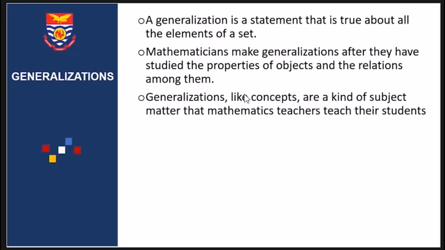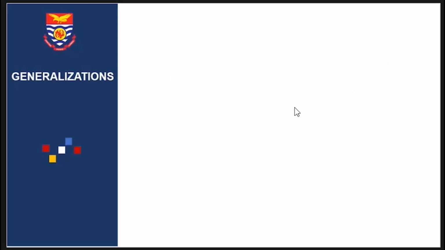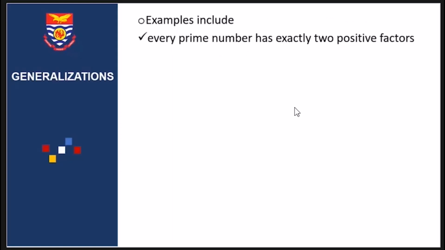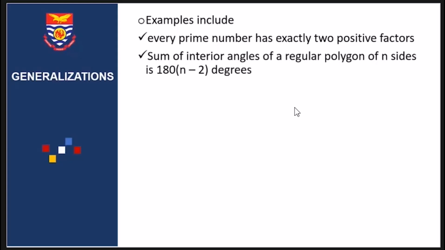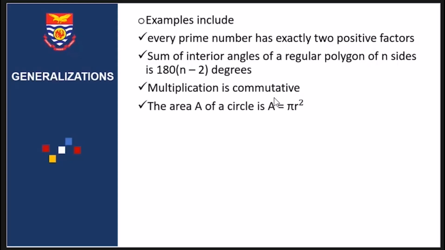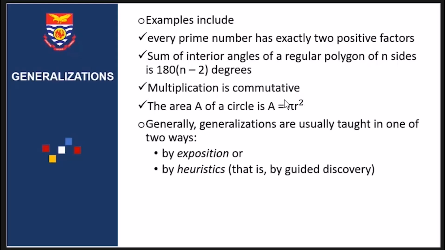Just like concepts, generalizations are a kind of subject matter that mathematics teachers teach to their students. So we teach generalizations as well. Examples include: every prime number has exactly two positive factors. The sum of interior angles of a regular polygon of n sides is (n-2) times 180. The formula is there, so you can say formulas are generalizations because they will work for every element. Multiplication is commutative. The area of a circle is pi r squared, and so on and so forth.